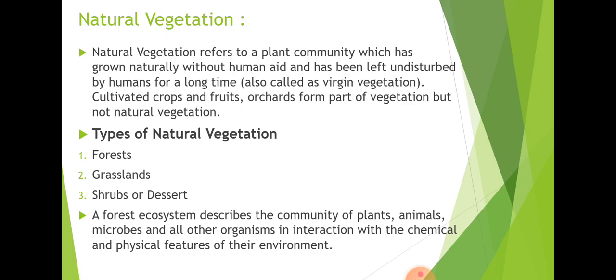So, the types of natural vegetation are forests, grasslands, shrubs, and desert. Deserts are classified into colder desert and warmer desert. Both kinds of desert are there in this topic. We have to understand.